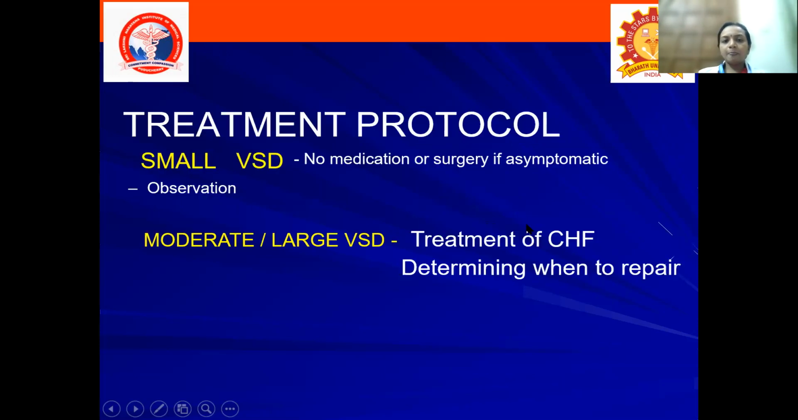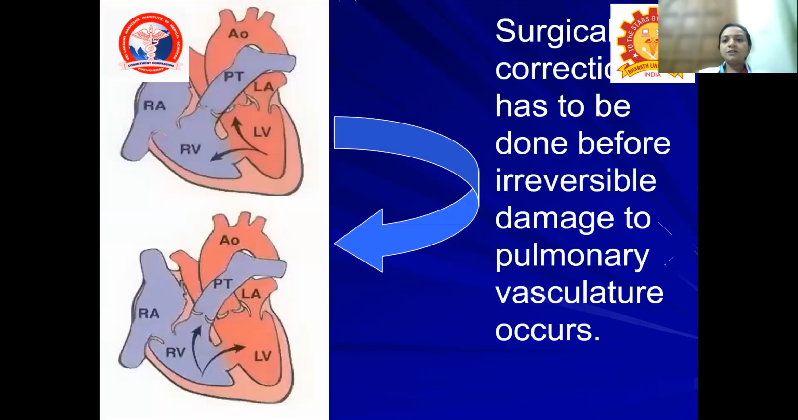If it's a small VSD, no medical or surgical treatment is required. If it's asymptomatic, just observe for spontaneous closure. If it's a large to moderate VSD, treatment of congestive cardiac failure has to be done, and determining when to repair. Surgical correction has to be done before irreversible damage to the pulmonary vasculature occurs. You can see the pulmonary vasculature, there is a pulmonary arterial hypertension.